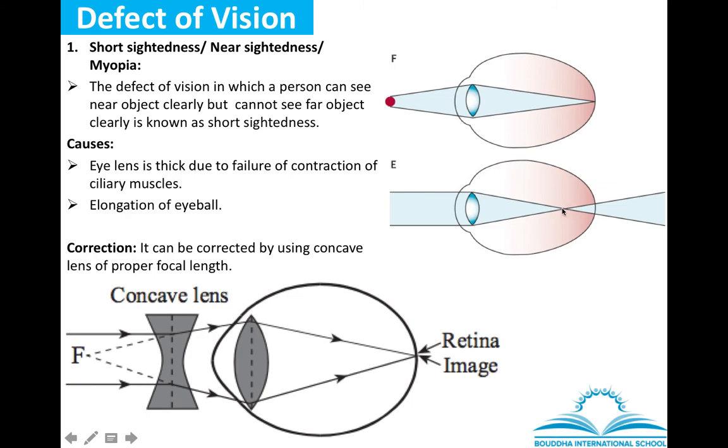So how to correct it? Here you have to shift the focus back onto the retina, and to shift this focus backward onto the retina, the rays of light must diverge. A concave lens is the only one which can diverge. So in this case we'll be using a concave lens with proper focal length to correct this defect of vision. Here's the diagram to correct this defect of vision.